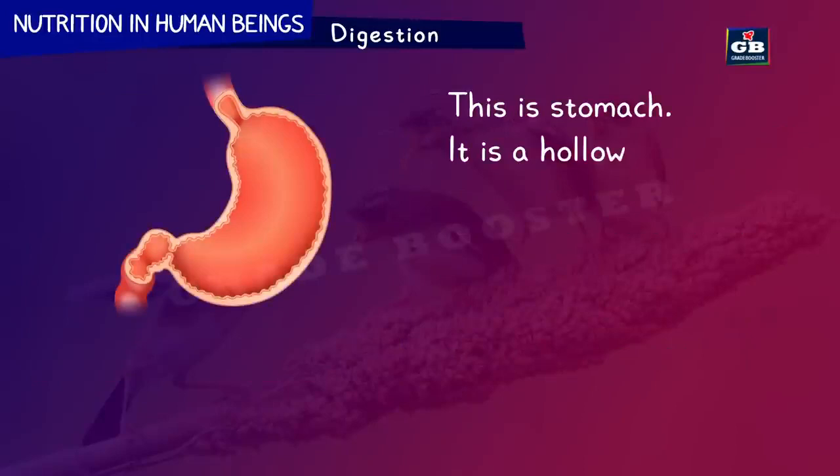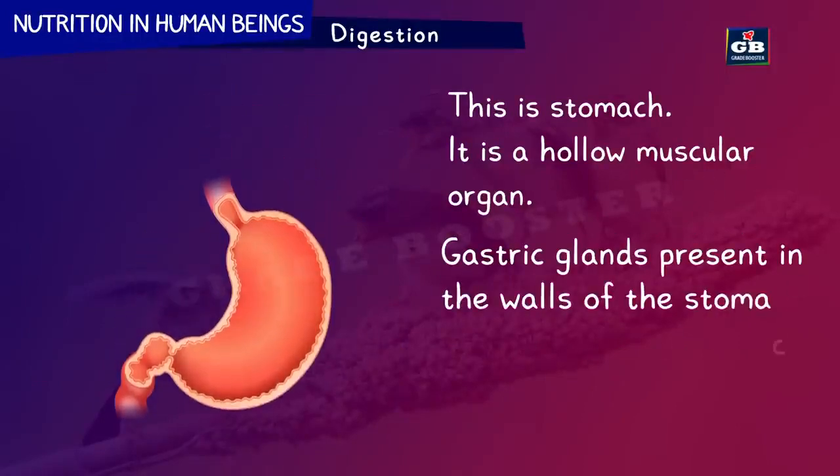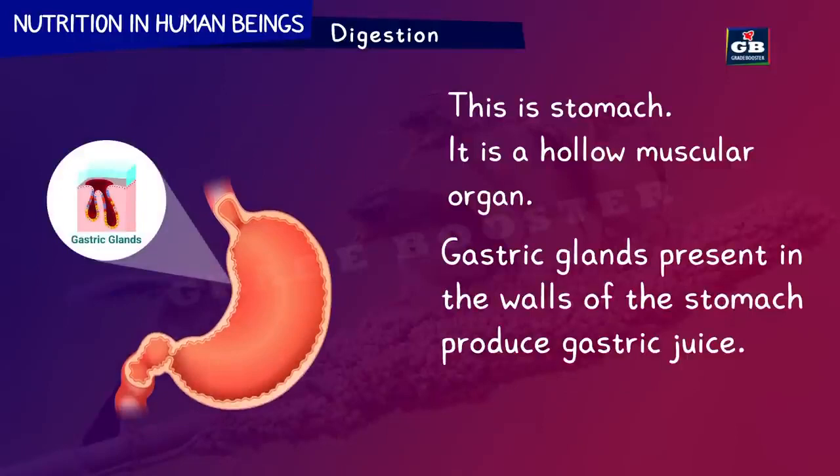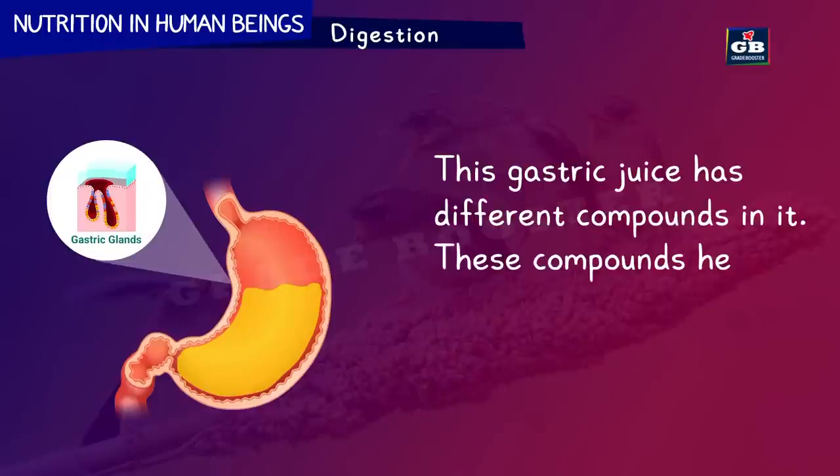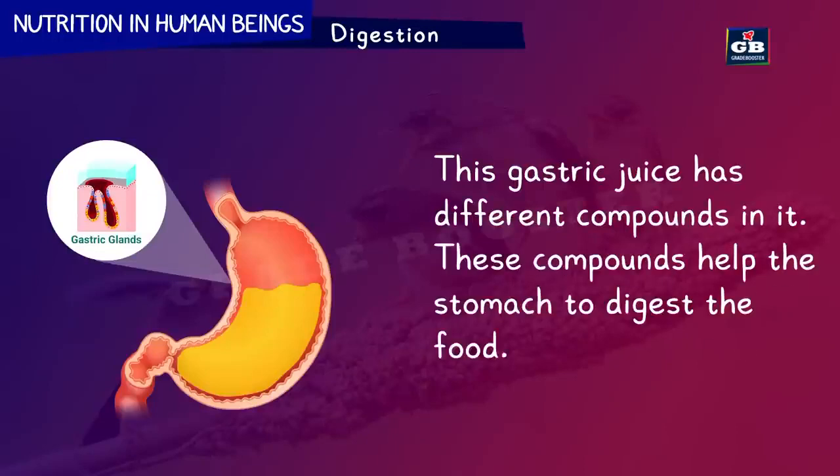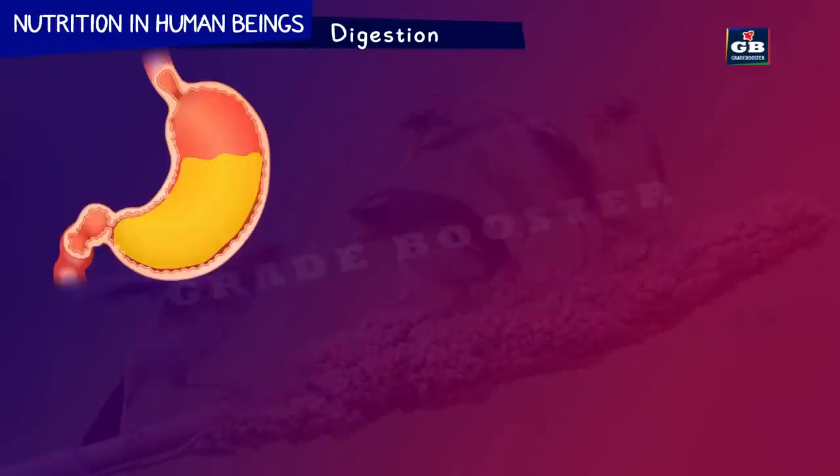This is stomach. It is a hollow muscular organ. Gastric glands present in the walls of the stomach produce gastric juice. This gastric juice has different compounds in it. These compounds help the stomach to digest the food. Let us see the different components of this gastric juice.